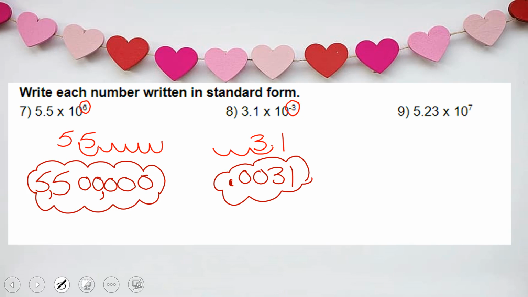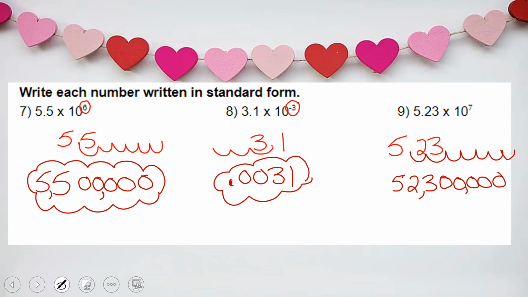On number 9, if you're at home, pause your video and try this on your own, and then you can check your answer when you hit play again. Okay, I have to move 7 places, and that's a positive 7, so I'll be going to the right in order to make this number a large number. So I have 5, 2, 3, followed by, I think I'm 1, 2, 3, 4, 5, 6. I am 1 loop short. Here we go. Then I would have 5 zeros. And that right there would be my value in standard form.